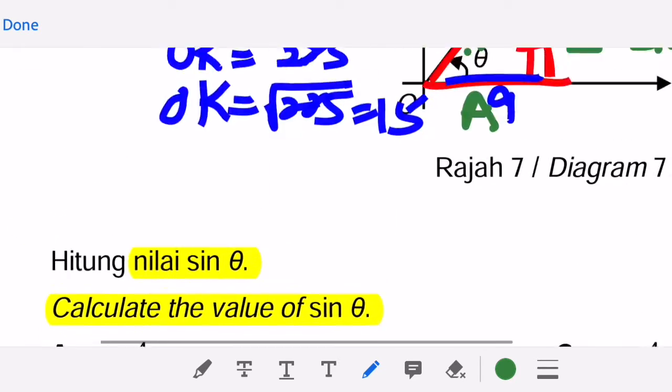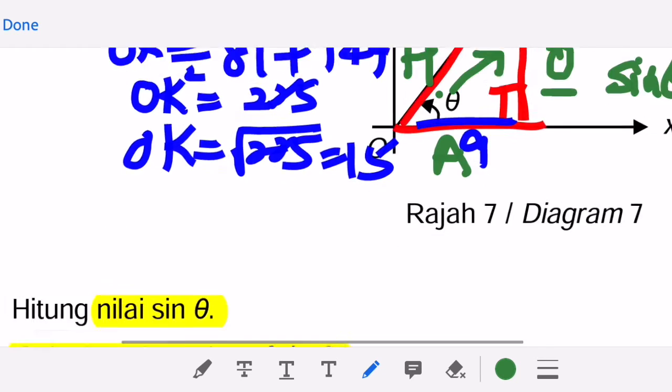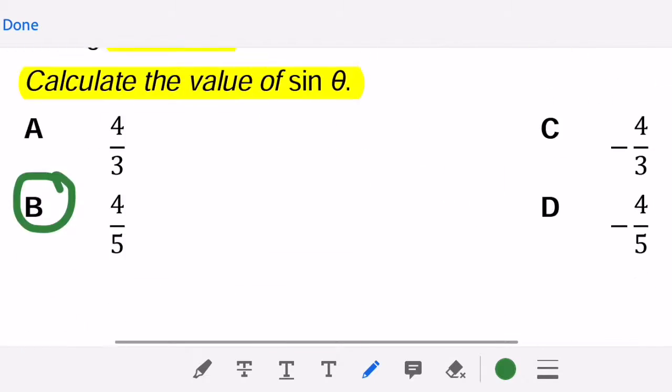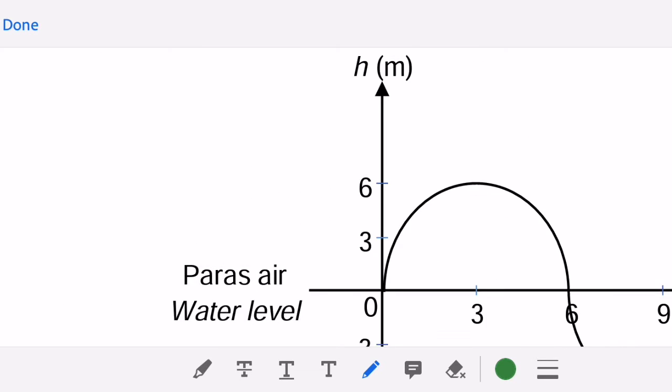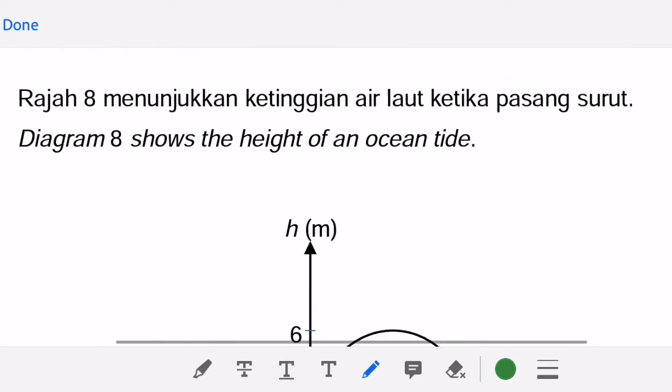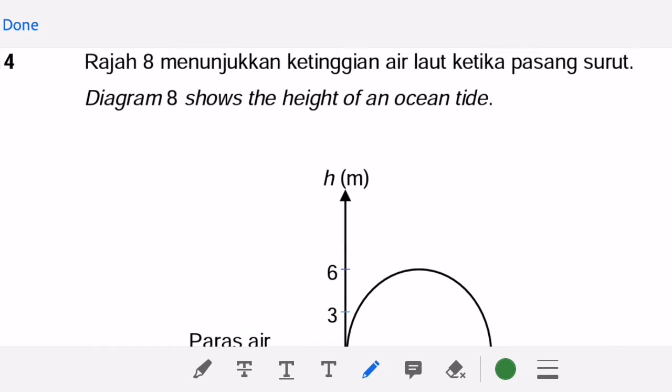Okay, why is it positive and not negative? Because the angle is acute, it's less than 90. For more than 90, in the second quadrant, sine is still positive. But for more than 180, it will be negative for sine, right? All Sine Teacher Crazy, we learned before. Okay, then we proceed to the next one, question number 14.